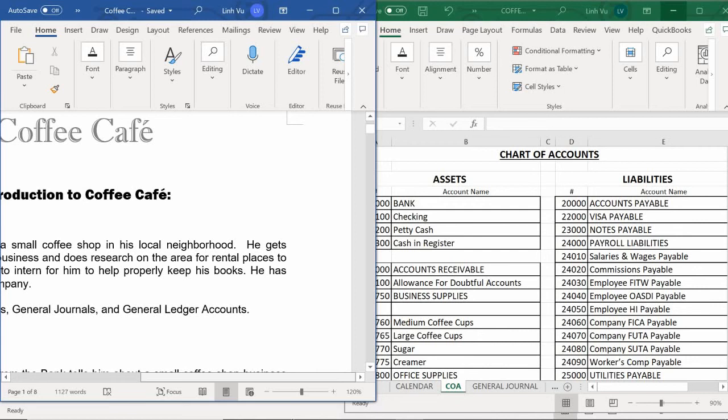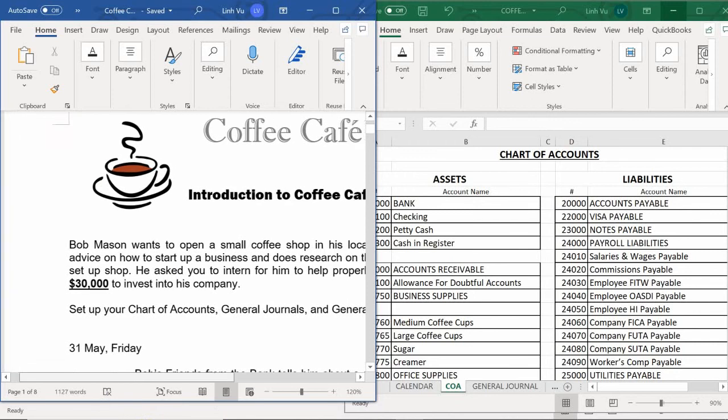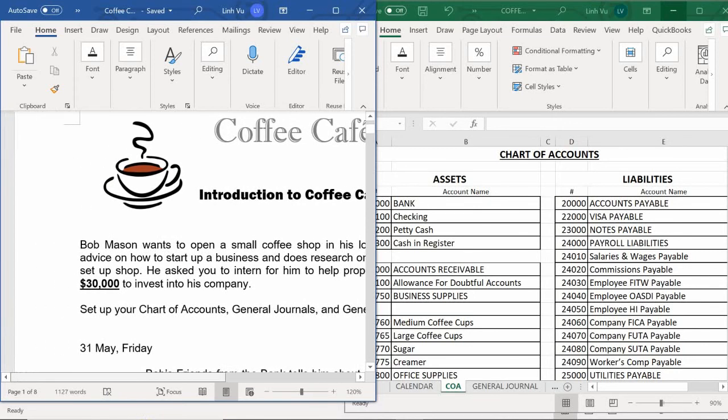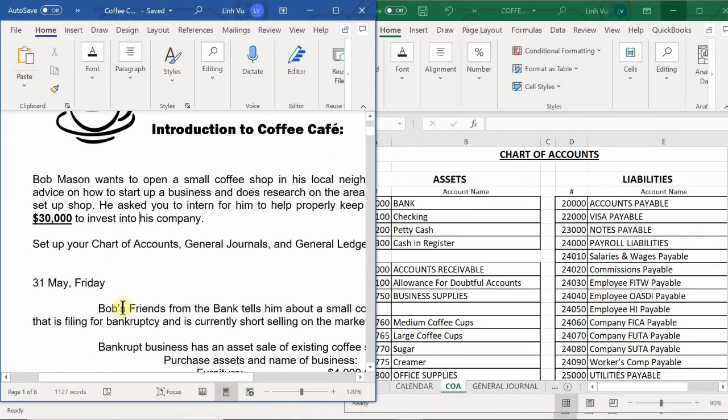So this is our practice, all right? And he has a total of $30,000 to invest in his company, okay? And once again, he asks you to intern. So in this case, we're not going to get paid, right? It's a no paid internship. So this is for our benefit of practicing how to properly journalize a fictitious business, right? By looking through it in the eyes of Bob, okay? Again, we're going to set up your chart of accounts, and the general journal and the general ledger.